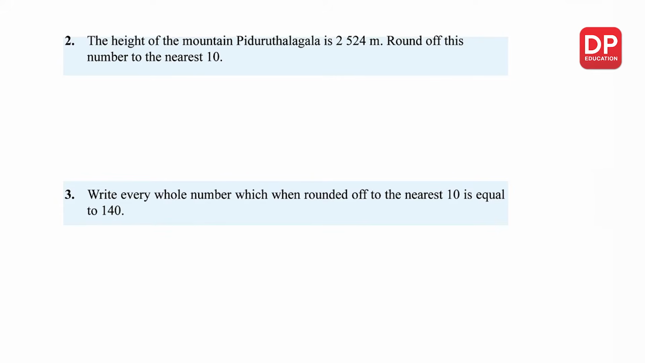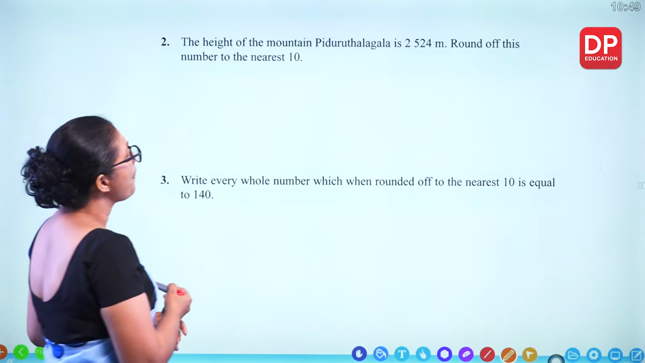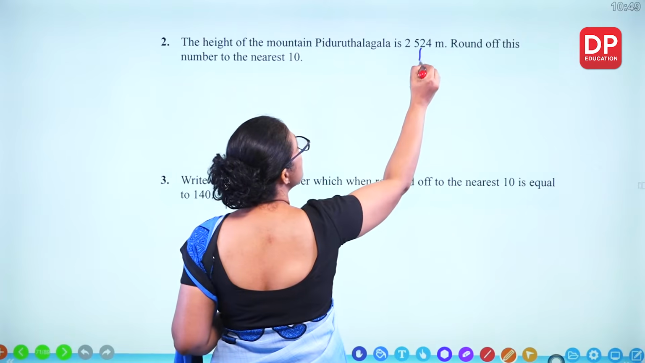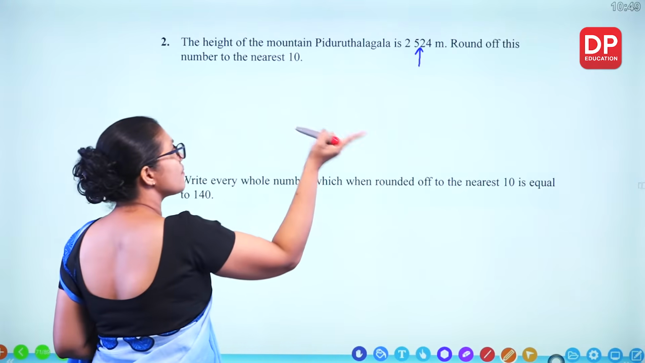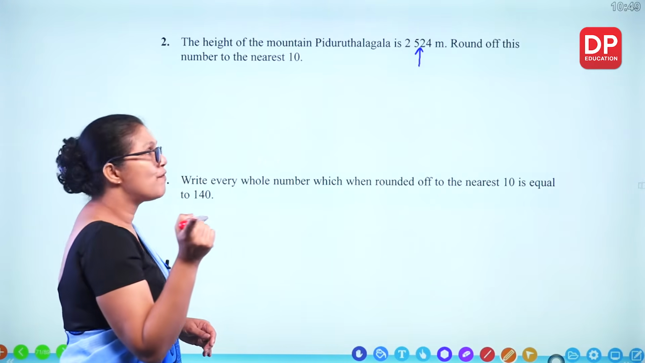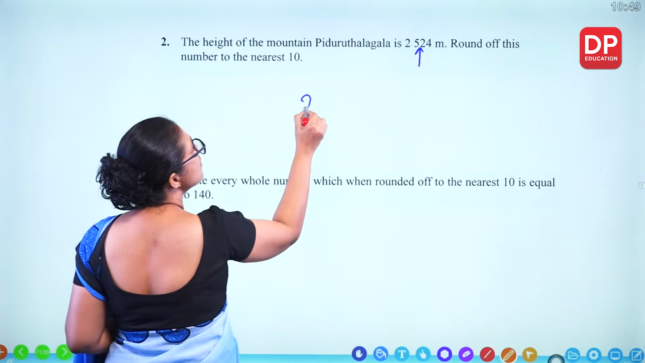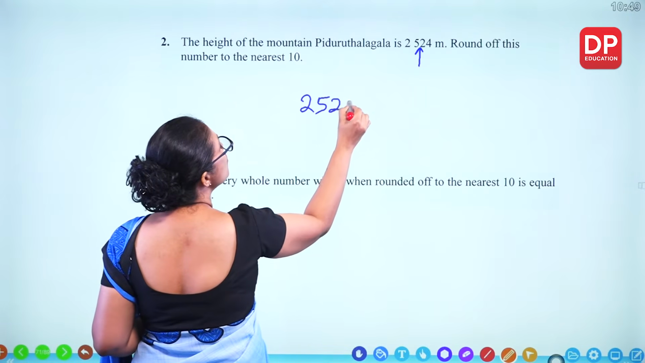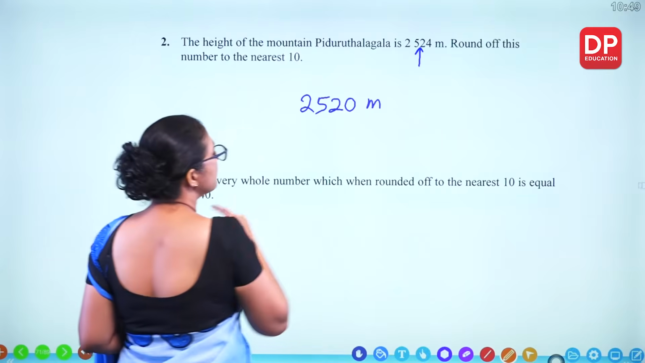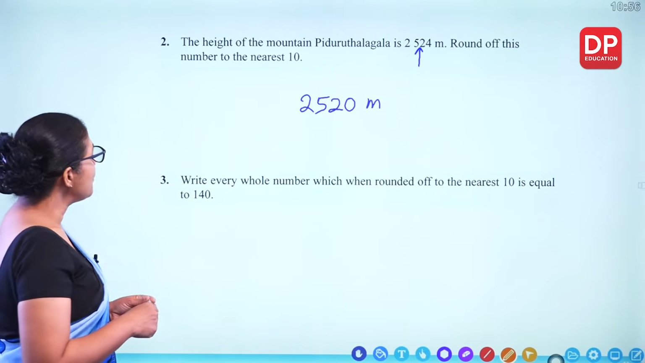Question number 2. The height of the mountain Piduruthalagala is 2524 meters. Round off this number to the nearest 10. So this is the tens place digit. Next number is less than 5. So you don't add. 2520 meters.